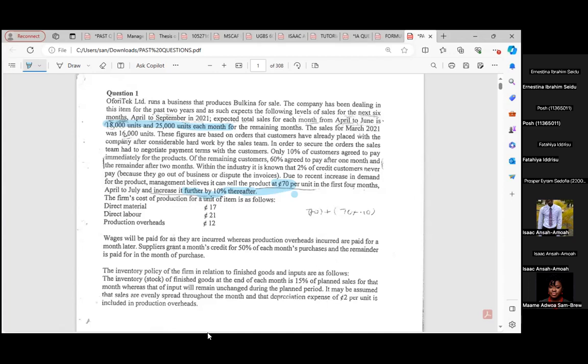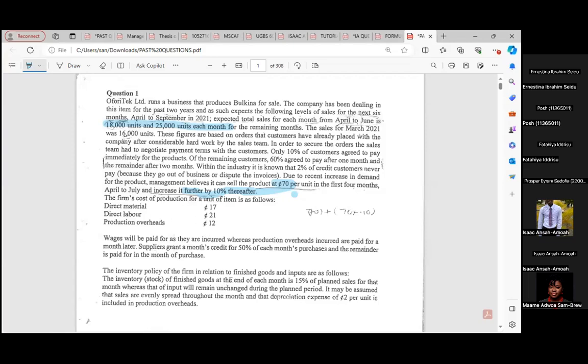So we've been given some cost of production elements to consider. Remember we said that if you have to prepare your production budget, you need your sales unit first. You may have to consider ending stock, and then your opening stock and cost elements: direct material, direct labor, and production overhead. They're given here, so be mindful of them.